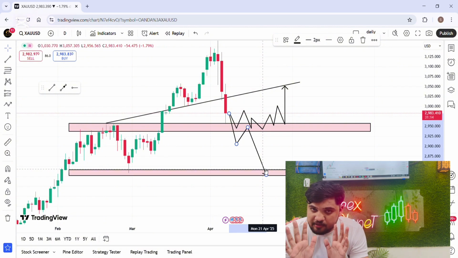So if this is the scenario, gold should jump. But here the investors are withdrawing their money. Why? This is the main question, and I will search about it. I will tell you about this question in my group.